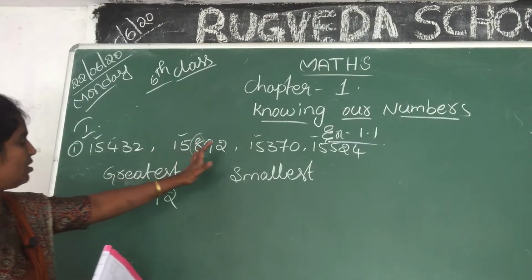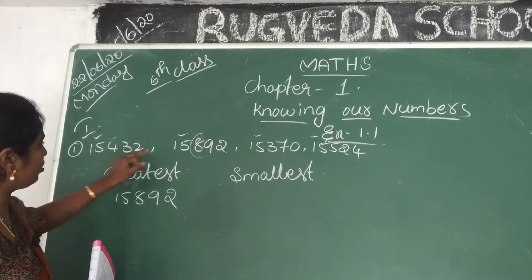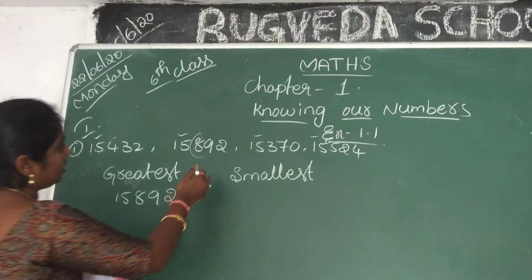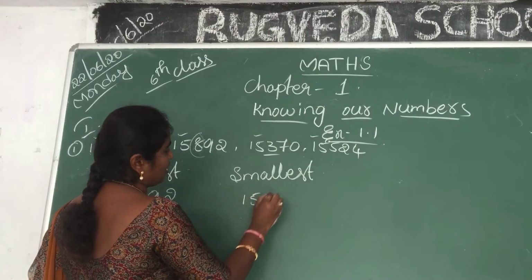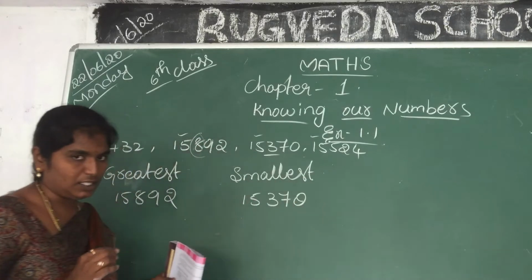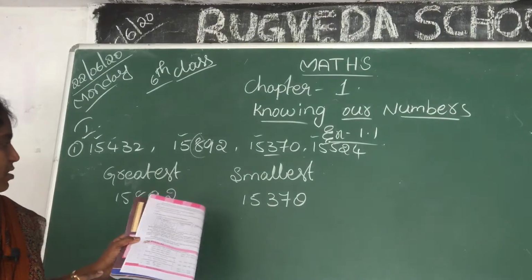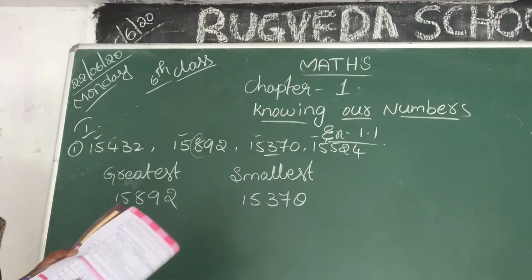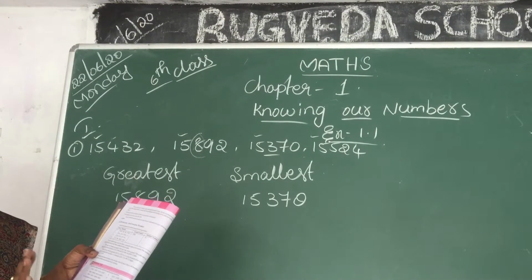Again thousands place, 10,000s place are 15. Again we will check hundreds place, here 4, here 8, here 3 and here 5. Which is the smaller number in the hundreds place? 3 is the smallest number in the hundreds place. So we have to write here smallest number 15,370. So like this you have to write remaining all numbers, which is the greatest number and which is the smallest number. I explained one, remaining 4 problems are there, you have to write at home.